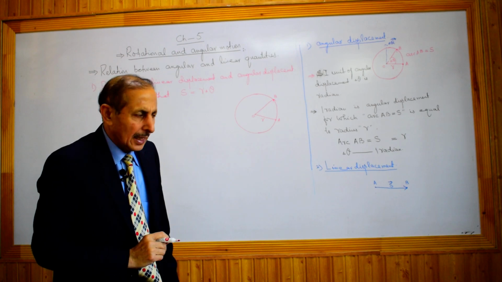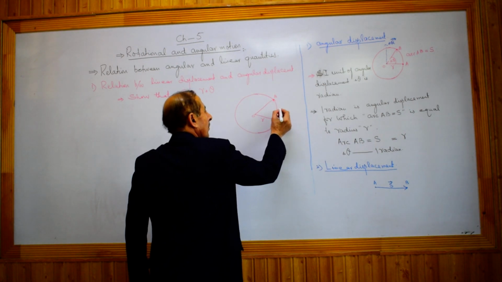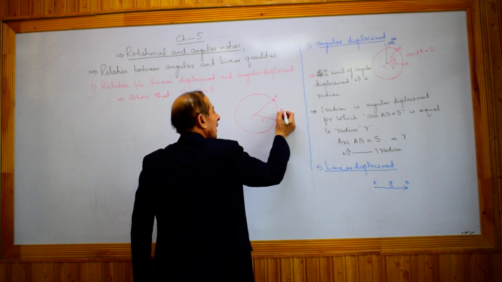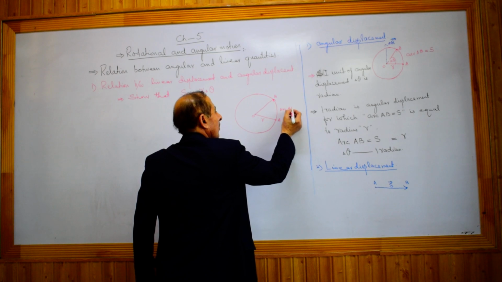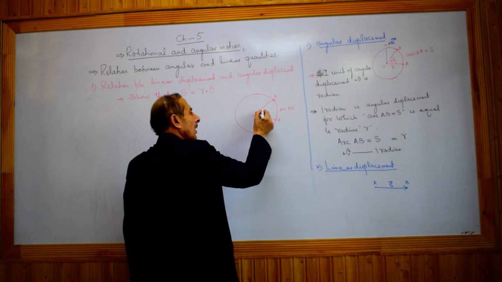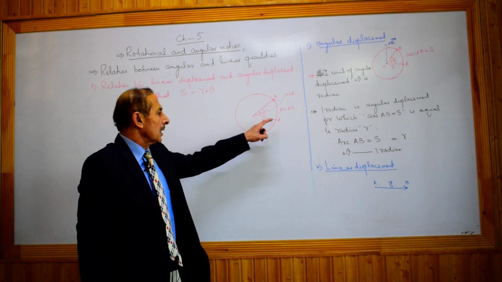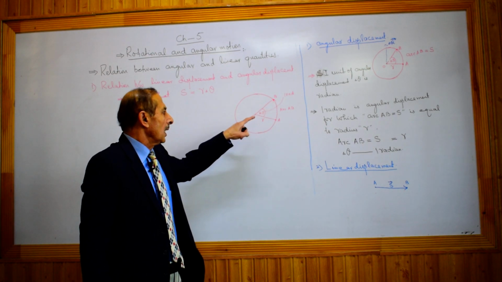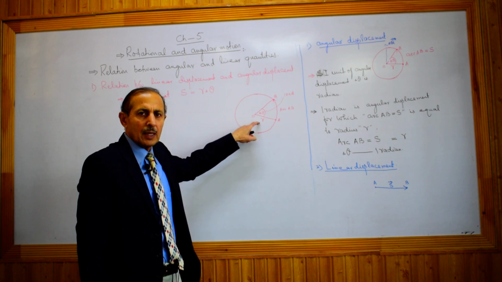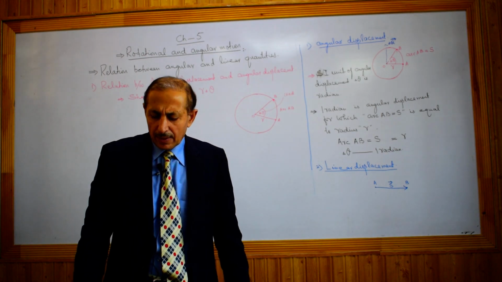Such that the length of the arc AB is equal to the radius. Then this delta theta will be equal to 1 radian. First of all, we consider that the length of the arc AB is equal to the radius of the circular path, then this theta will be 1 radian. So 1 radian is the angular displacement.